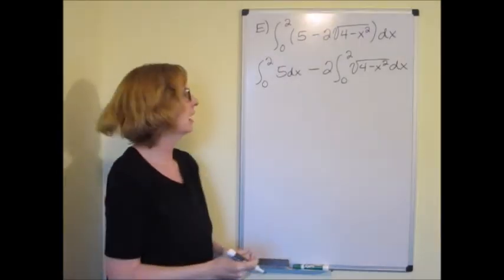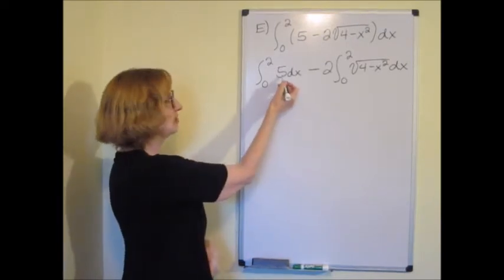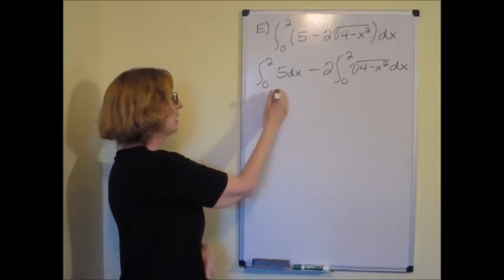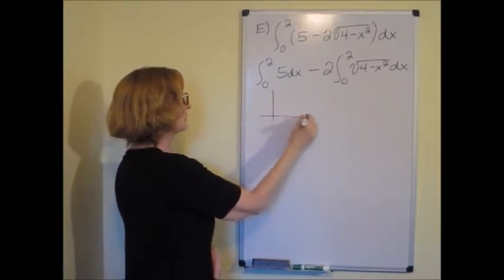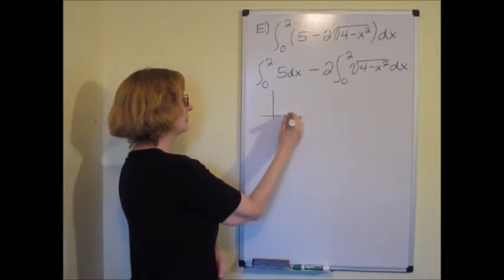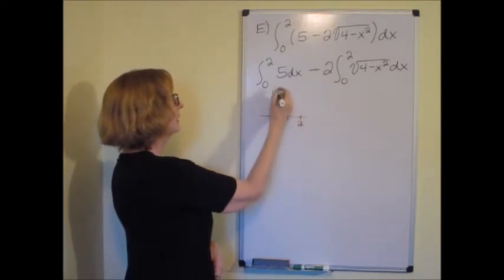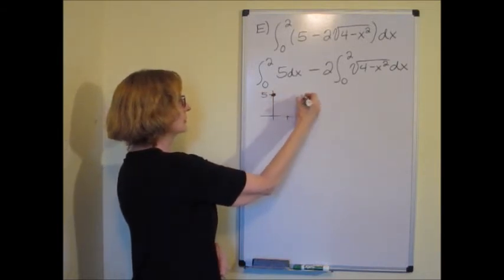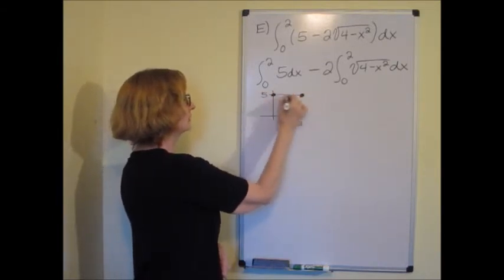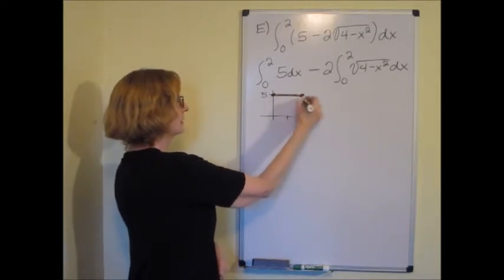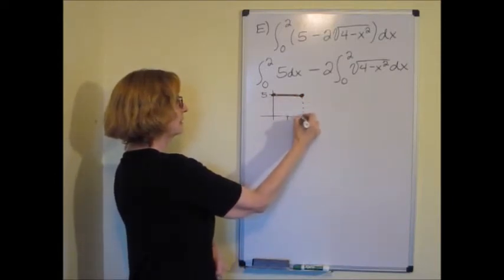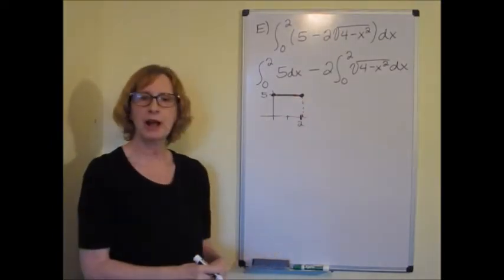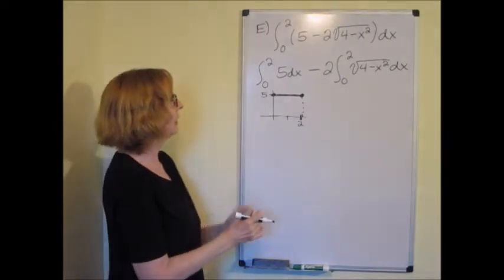So let's see if we can graph. First one is just y equals 5, or f of x equals 5. That graph would look something like this, from 0 to 2, and then your height here is 5. Just a horizontal line. And if I look at the area of that graph to the x-axis, it looks like a little rectangle. So I can definitely find that area.